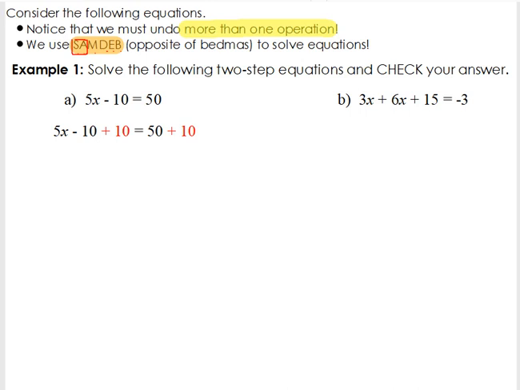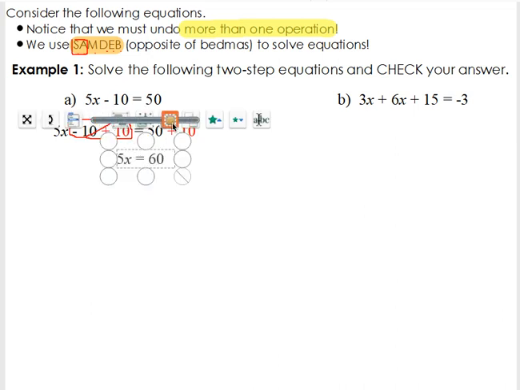And this will always happen. We always end up with a 0 going on here, right? -10 plus 10 ends up being nothing. So on the left-hand side, we're just left with 5x. And on the right-hand side, we're left with 50 plus 10, which is 60. This is what we're left with.